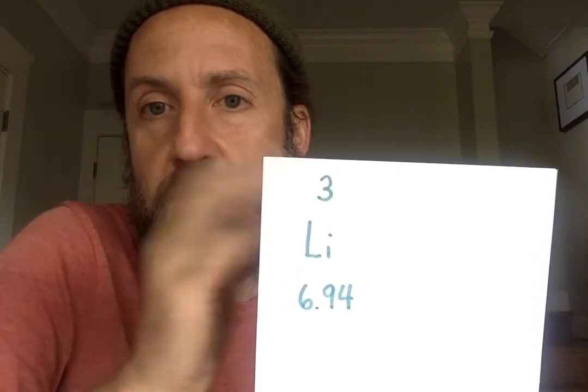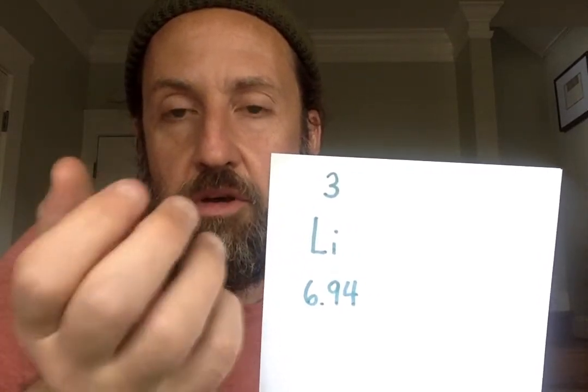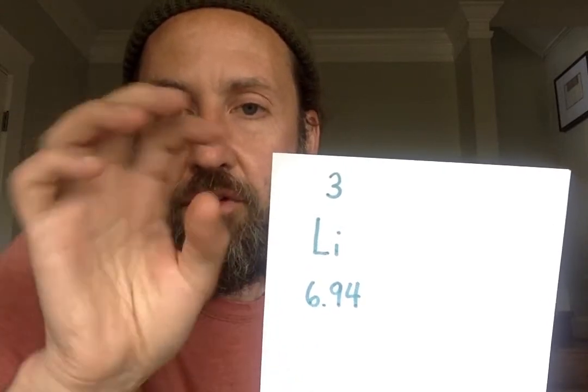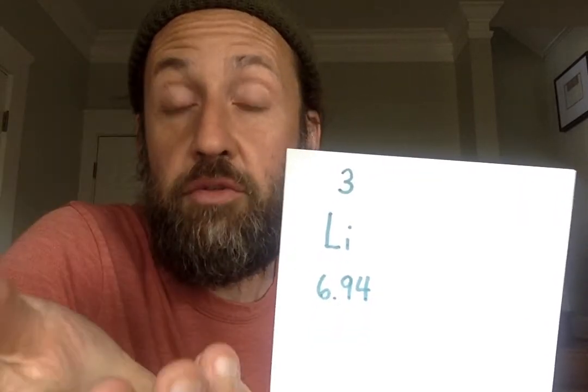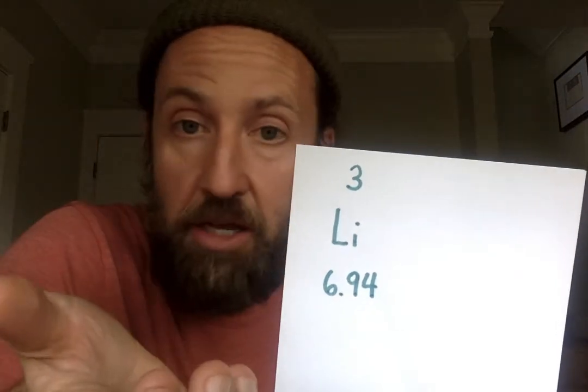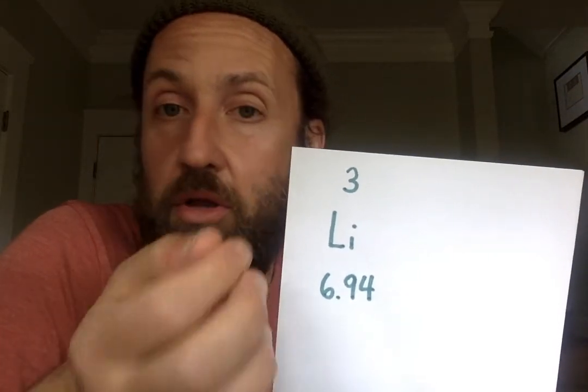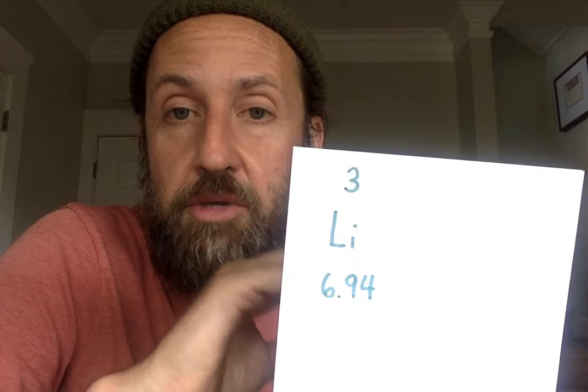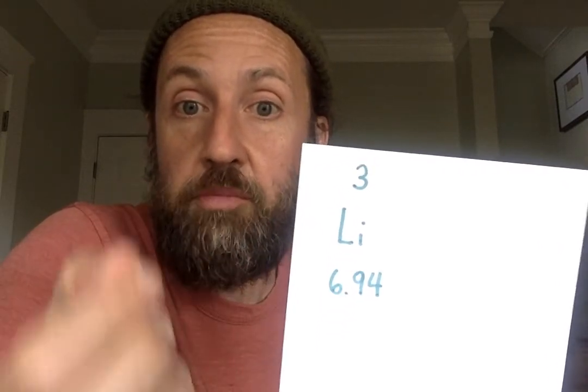So this first number, 3, is the atomic number. And what that means is that every atom of lithium has 3 protons. If you do not have 3 protons, you cannot be an atom of lithium. So if any element is identified as lithium, you can be sure that there are 3 protons.